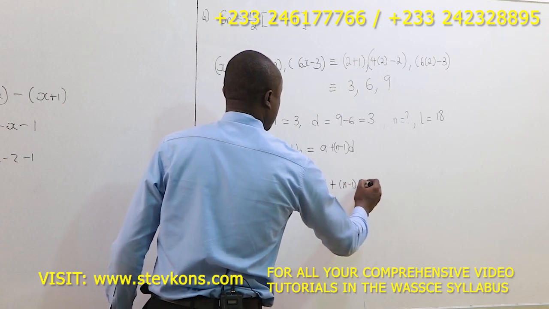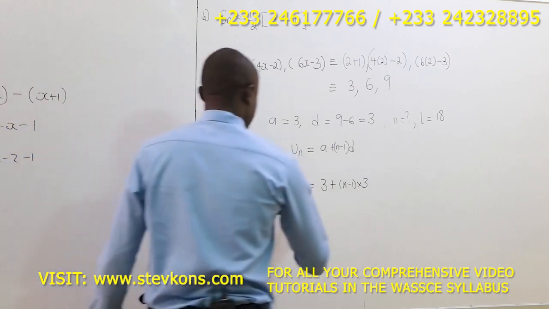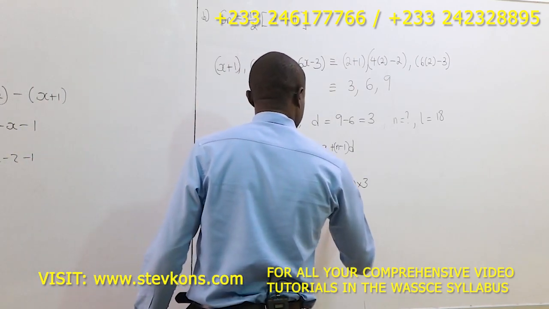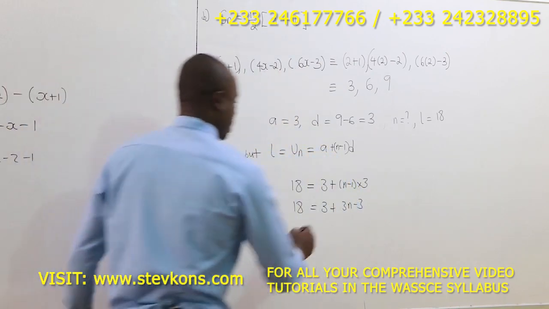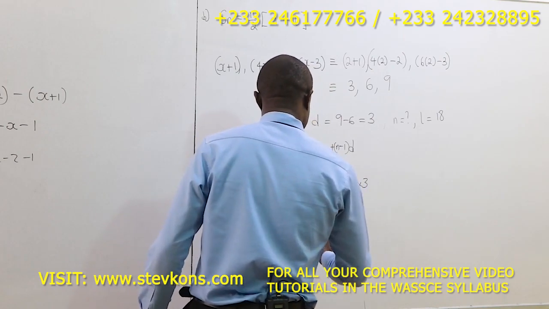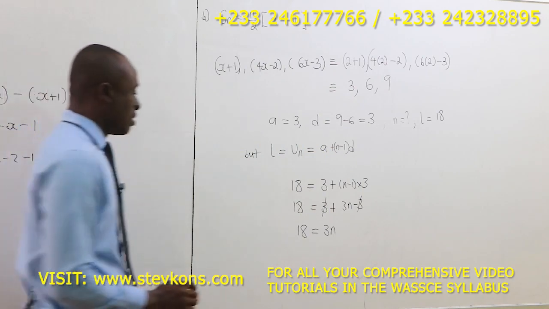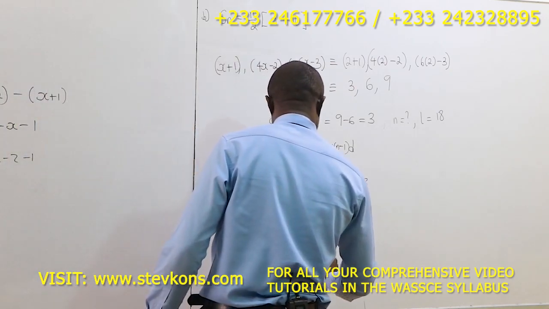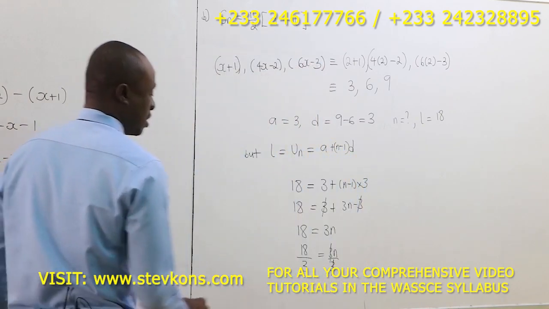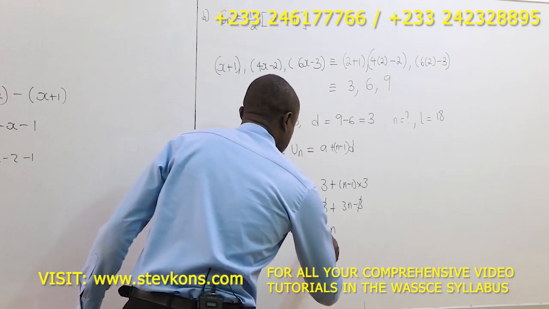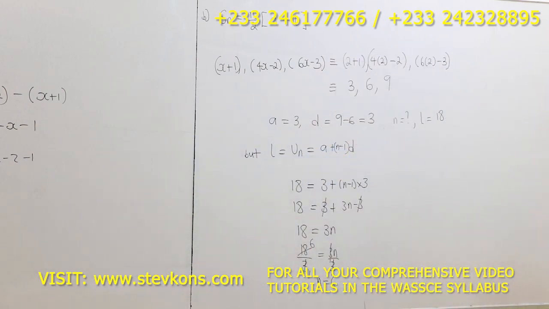plus n minus 1 times d. What is our d? Our d is 3. Now from here we have 18 equal to 3 plus 3n minus 3, expanding this. Now clearly the 3 and the minus 3 cancel. 18 is equal to 3n. We want to find n, we divide both sides by 3. You have 18 out of 3, 3n out of 3. So this cancels that. 3 will go into 18 how many times? 6 times. So n is equal to 6.